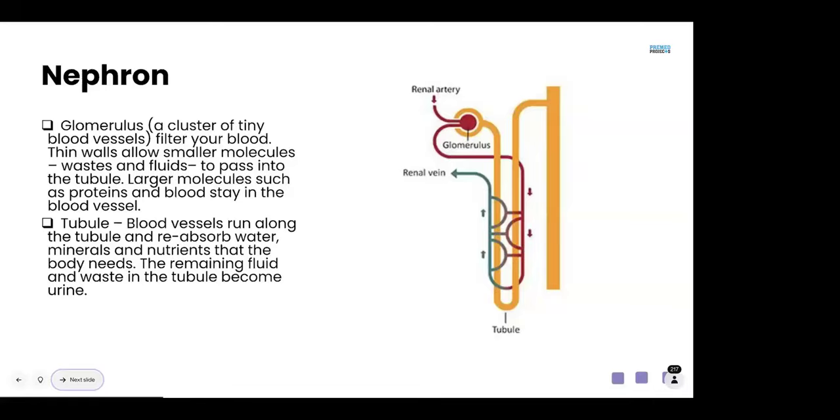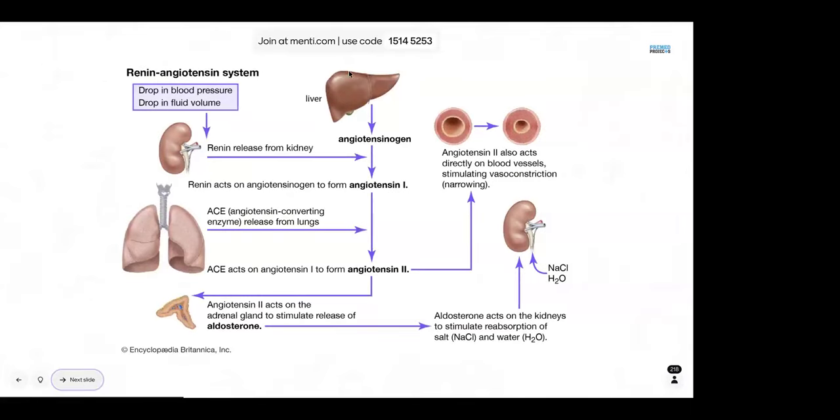Then there's also the tubule, and the blood vessels run along the tubule, and basically this is where stuff is reabsorbed. So there's two different components of a nephron, and the blood vessels run alongside this, and this is how the kidney works. And it works through this process called ultrafiltration.